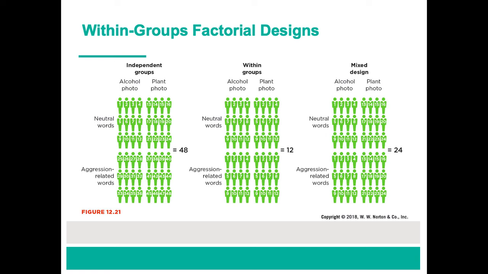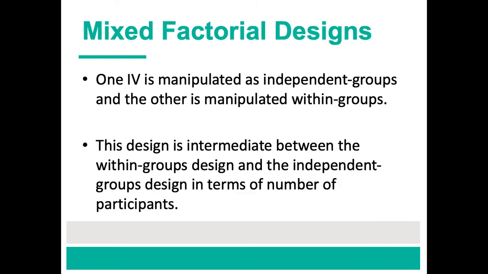So anyway, it sort of splits the difference there. If you can do within, it's more powerful statistically, because people are acting as their own control, and you need fewer of them. So with a mixed factorial, that last type, you have one IV manipulated as independent groups, where each person is getting a unique experience, and the other one is within groups, where they're getting a repeated experience, every level of that independent variable. So it's sort of the middle ground, like I said. You need about a middle amount of people, and you have about a medium amount of power.